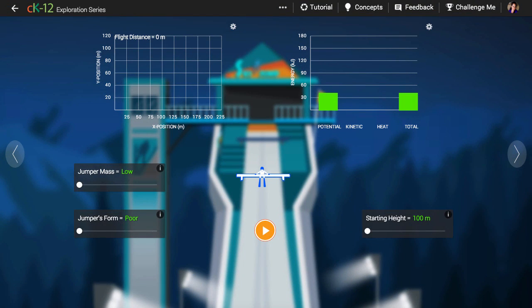Welcome to the Winter Games. We're going to look at what types of energy transformation goes on during a ski jump.